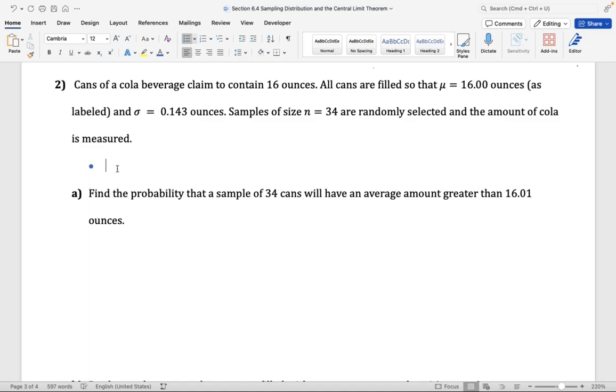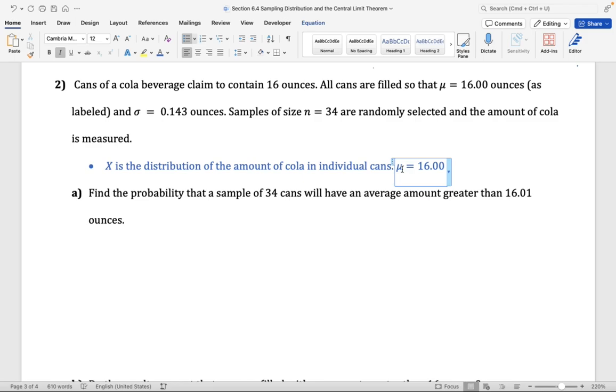I want you to try this on your own, but I want to take the time to summarize what is being given to us. So here, X is the distribution of the amount of cola in individual cans. We're given the mean and the standard deviation for this distribution. Let's go ahead and be more specific. We're going to say mu equal to 16. This mu is the mean of X. So let's go ahead and write mu of X equal to 16. We're going to do the same with the standard deviation. 0.143 is the standard deviation of X.